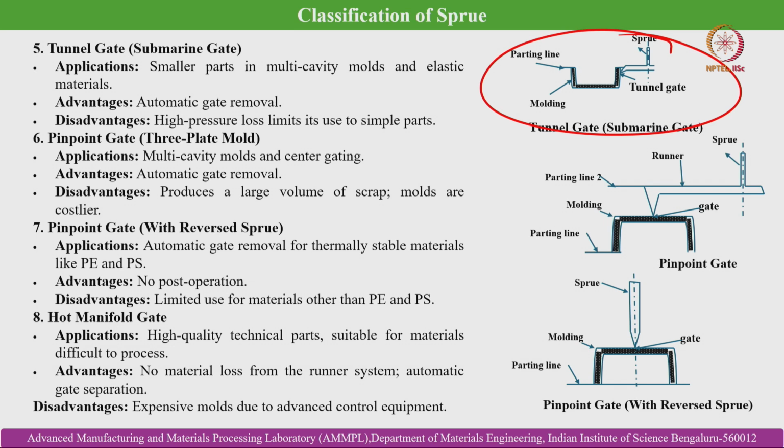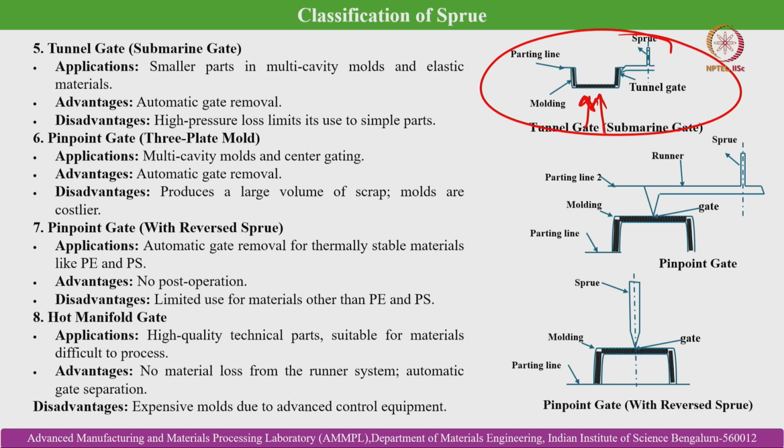The applications are smaller parts in multi cavity molds and elastic materials. Advantages are automatic gate removal, because from the geometry itself you can understand that the ingate becomes very fragile after solidification of the component. Hence it gets removed while ejecting the part from the component cavity, so the junction gets broken automatically. And the disadvantages are high pressure loss, which limits its use to simple parts.